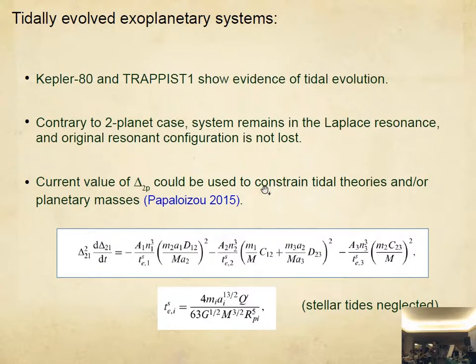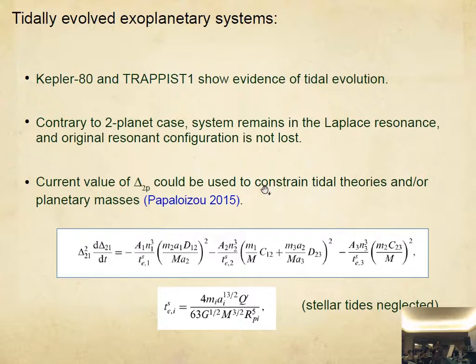So, a bit about the conclusion. Kepler 80 and TRAPPIST-1 show evidence of tidal evolution, not so much 60 and 223. The important thing is that contrary to the two-planet case, the system remains in the resonance and the original configuration is not lost. You do not lose information about the origin of the system. And the idea is that you can write the offset from the two-planet resonances as a function of time in terms of masses and in terms of the quality factors.